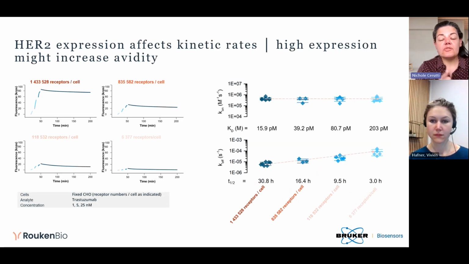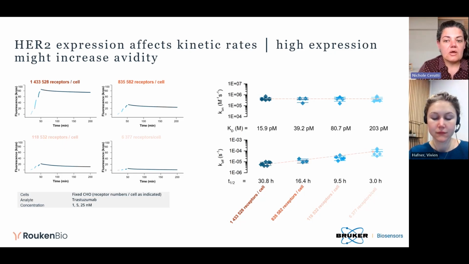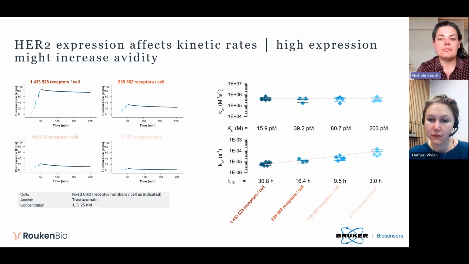And this is where the really cool stuff comes in. When you fit the data to a 1-to-1 Langmuir model, you can see here that the KDs measured are all in the picomolar range, where the cells with the lowest receptor number have the highest KD and therefore the lowest affinity, whereas cells that have the highest receptor numbers have the lowest KD and therefore the highest affinity. And here's where we can start to really tease apart what's causing these differences.